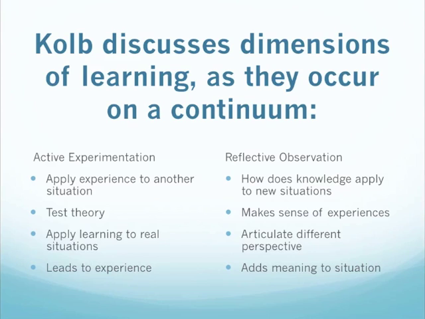So if we look at active experimentation, if my concept is oxygenation, the way that people breathe, I look at oxygenation in a well person, and then I look at oxygenation with an individual who has chronic obstructive pulmonary disease or emphysema or asthma. I can apply what I know about breathing to the new situation. That's active experimentation. It allows you to test the theory. It lets me apply learning to real situations.